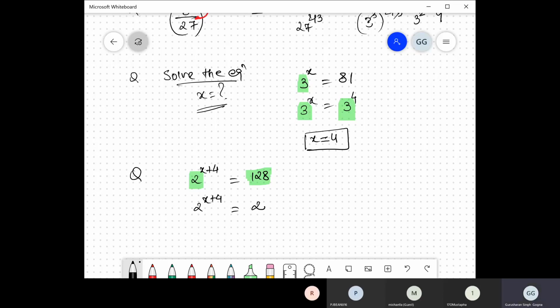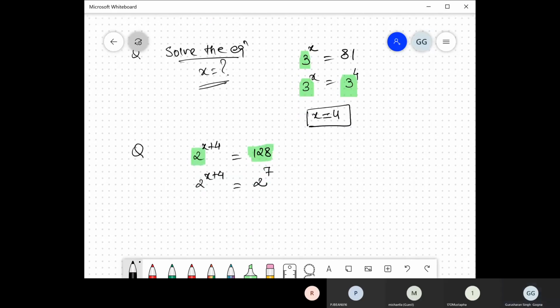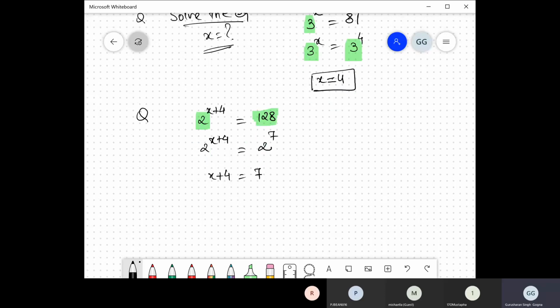Seven, isn't it? So what is 2 to the power 7? It's 128, as you can use your calculator. And now the bases are the same, so you can equate the powers. When you equate the powers, you will get a very simple linear equation, which you know how to solve. How to solve this? So x is equal to 7 minus 4, which is 3.